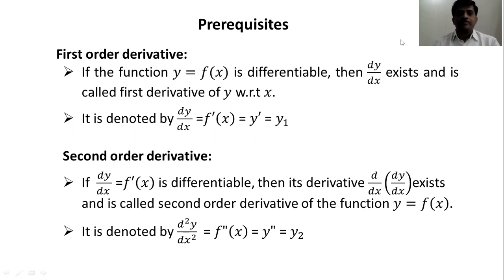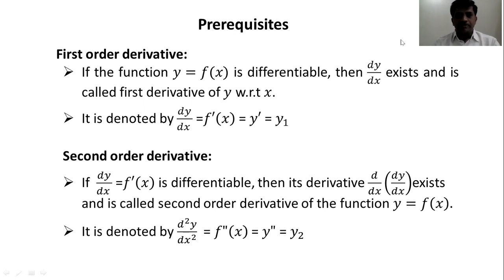First order derivative. If the function y equals f of x is differentiable, then dy by dx exists and is called first derivative of y with respect to x. It is denoted by dy by dx equals f dash of x or y dash or y1.